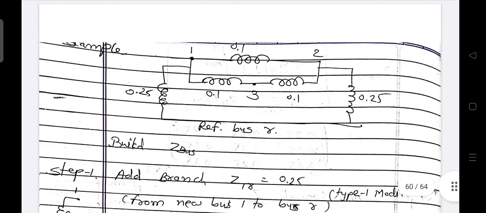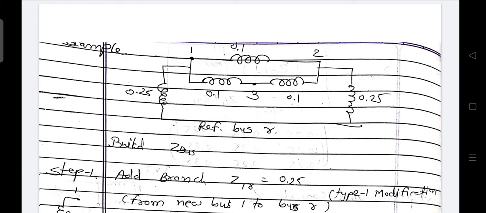Here in this example the reference bus R is given and 3 buses 1, 2 and 3 are given. So here we can say there are 5 elements, okay, or 5 lines. So we will build our Z bus in steps of 5. Okay, and how many nodes or buses are here? 3 buses. It means the order of our Z bus will be of 3 cross 3.